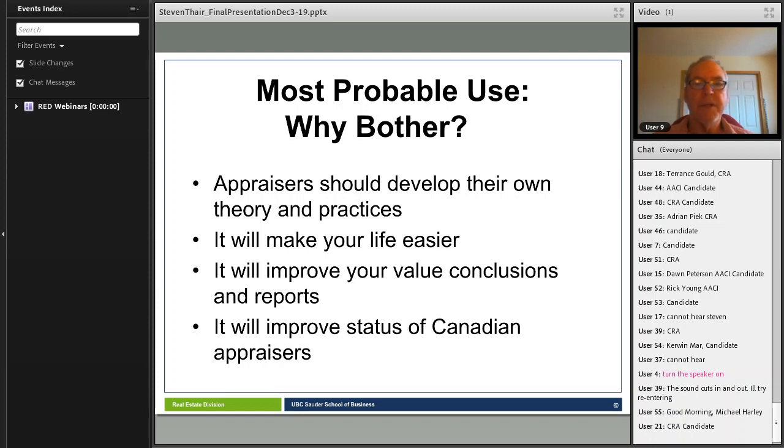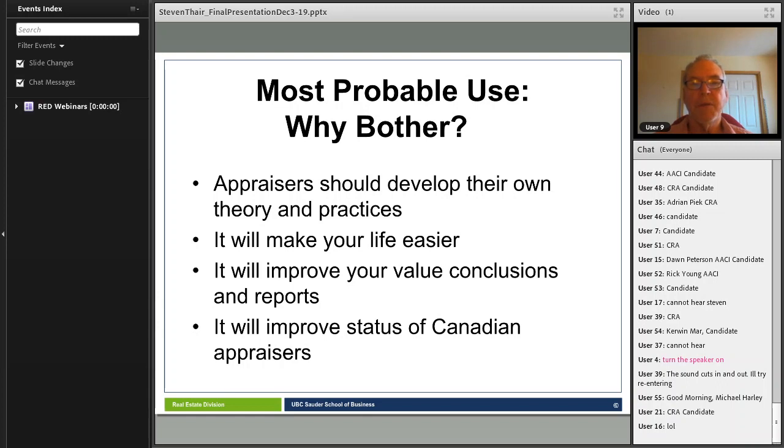I'm asking the question here, why bother, or who cares? I guess all those who need CPD credits before the end of the year care. But here's some reasons why I think we should use most probable use, or we should at least know about it.